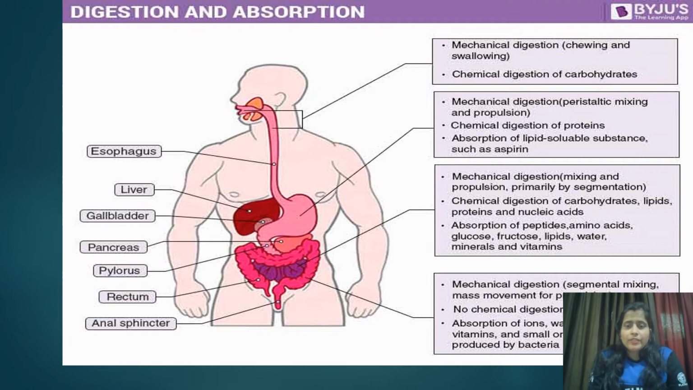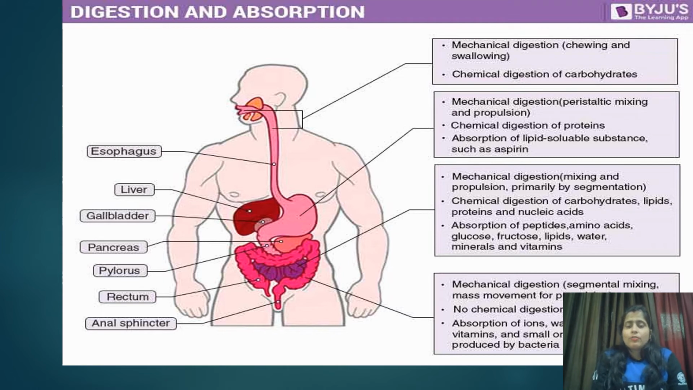In the esophagus, the mixing that happens is peristaltic mixing: the smooth muscles present in the esophagus contract and expand. It mixes the food particles.